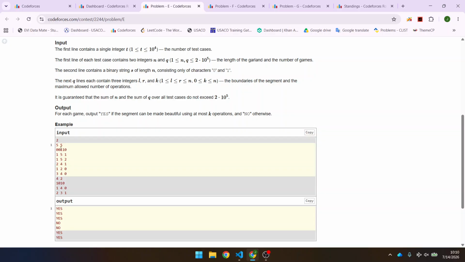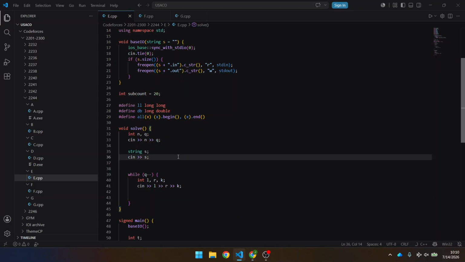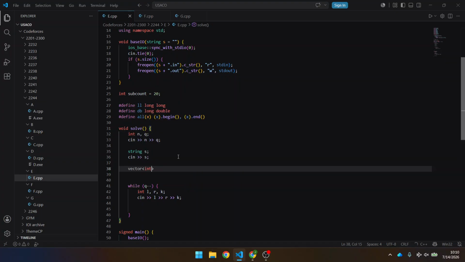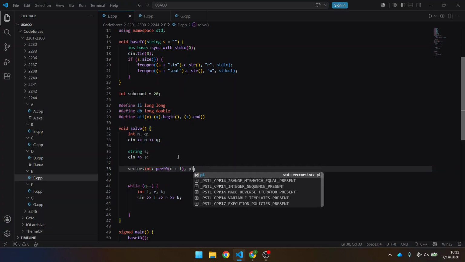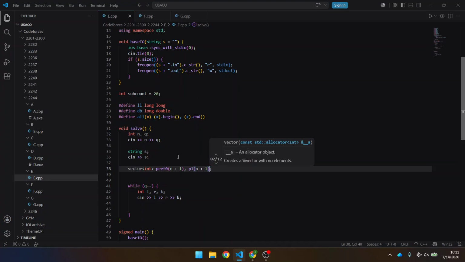1, 5, it's 1. So we can just change this over here, right? 1, 0. So there's an easy brute force solution. Okay. What about we can use a prefix, right? Pref is 0, so basically it starts at 0, and a pref 1. So it starts at 1.